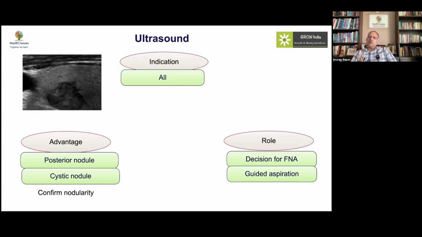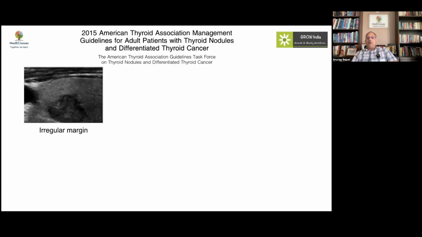It can also confirm nodularity in a goiter. And as we were discussing hypothyroidism, if you have a goiter and you suspect that this could be multinodular, get an ultrasound done, because the decision to FNA will depend upon the individual nodules in a multinodular goiter. You can get the features which will predict the risk of malignancy and therefore the need for surgical intervention. And you can also identify a lymph node, or maybe there's some nodule which you're missing out.